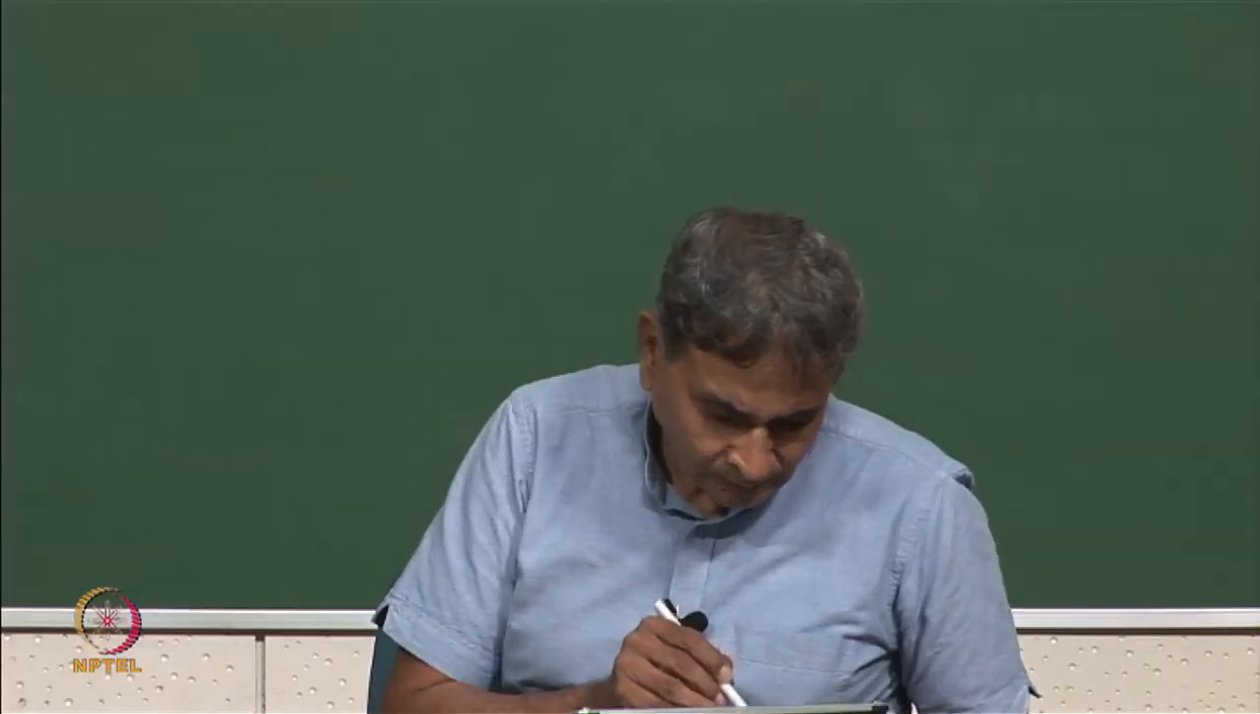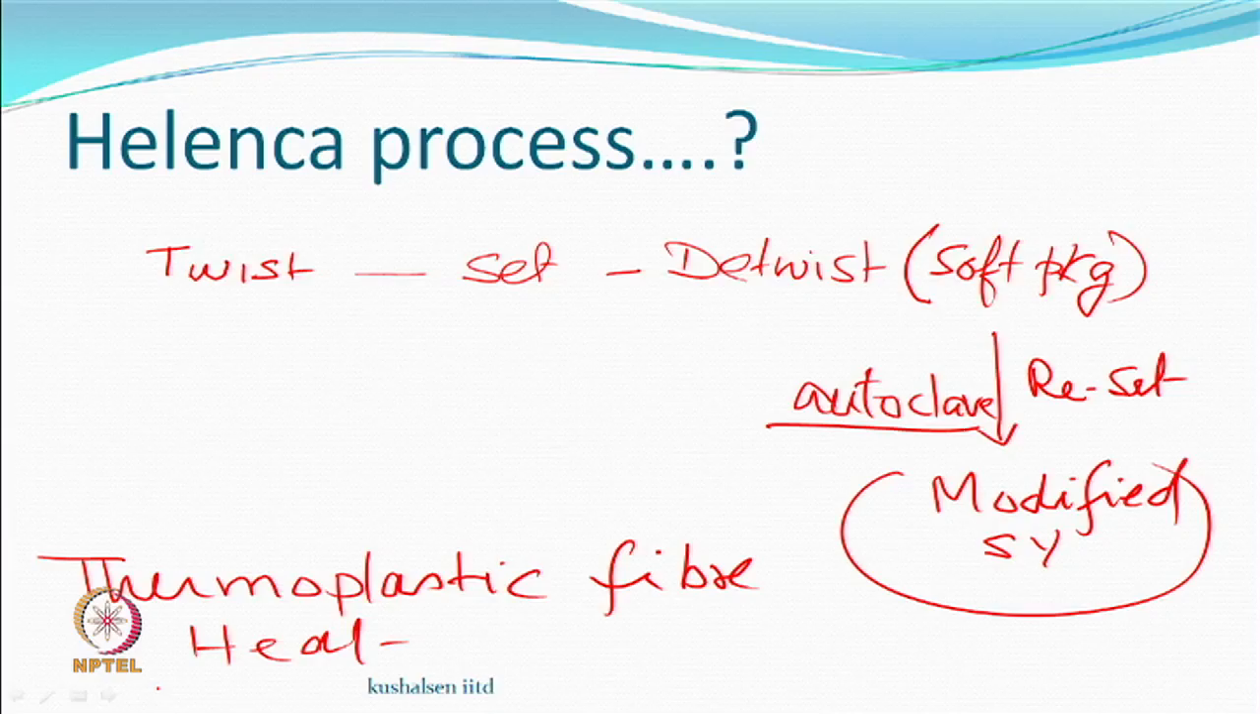So, if it is modified, that means you have to go to that step initially. First, you make a stretch yarn. Let us see if the same processes can be used to do the modification. We do have this process called the Helenca process. What was the Helenca process? Twist, set, detwist. We got a textured yarn which was called a stretch yarn.